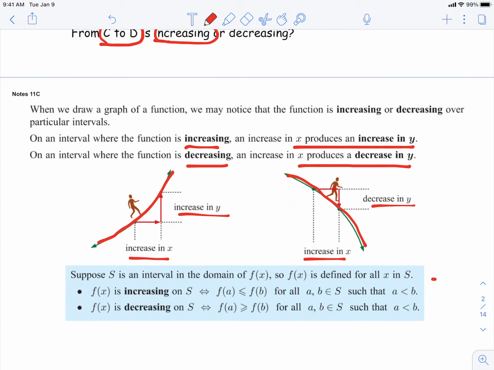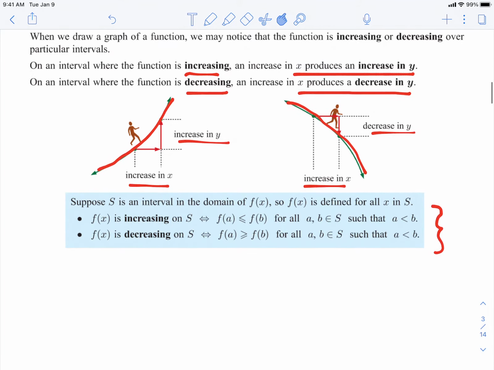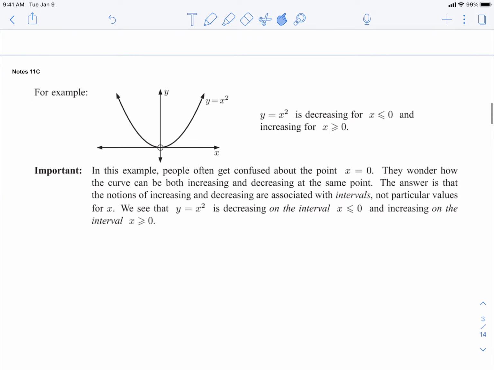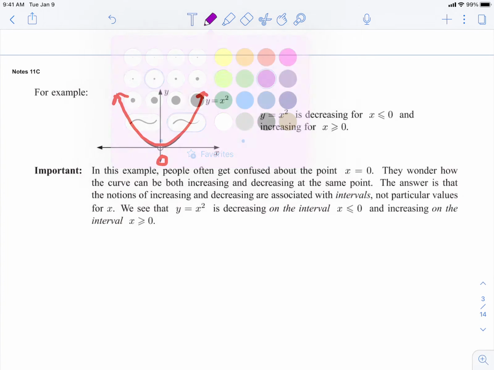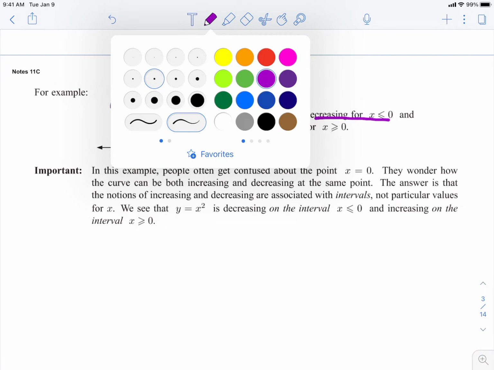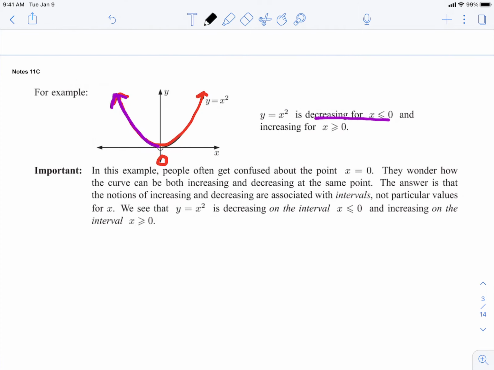So here is the notation that you can use. So here's an example of a quadratic function graphed out. And notice that if I put a 0 here, it is decreasing when we are less than or equal to 0. It's increasing to the right of 0. So we say x is greater than or equal to 0.